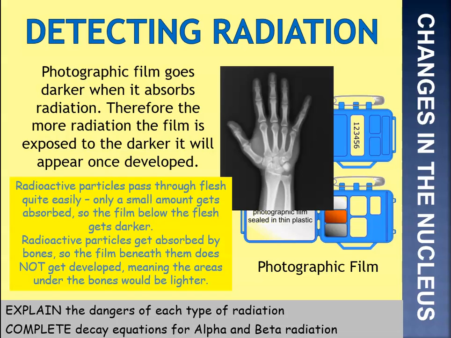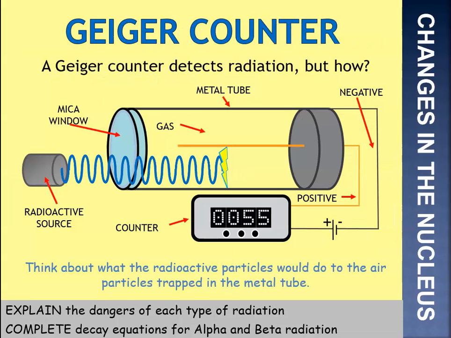Now again, the more the film is exposed, the darker it will become. Because it's not exposed at all, those areas would be lighter, so it gives us a trace, it gives us an idea of what those bones will look like.